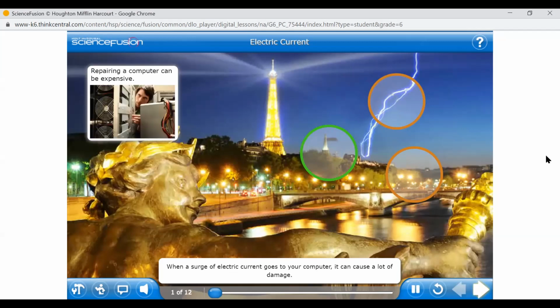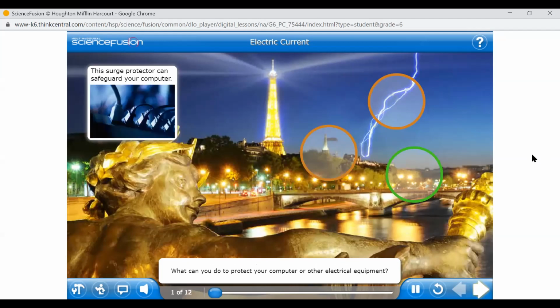When a surge of electric current goes to your computer, it can cause a lot of damage. The surge heats up the wires. Sometimes the extreme heat damages computer parts or stresses the wires, causing them to eventually break down. When a surge happens, it is not good news. Even if you don't have to replace your computer, you may have to have it repaired.